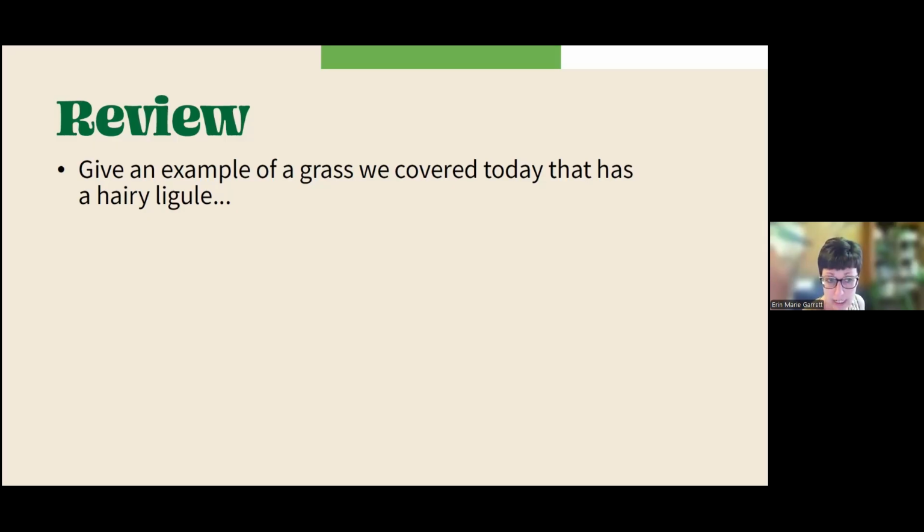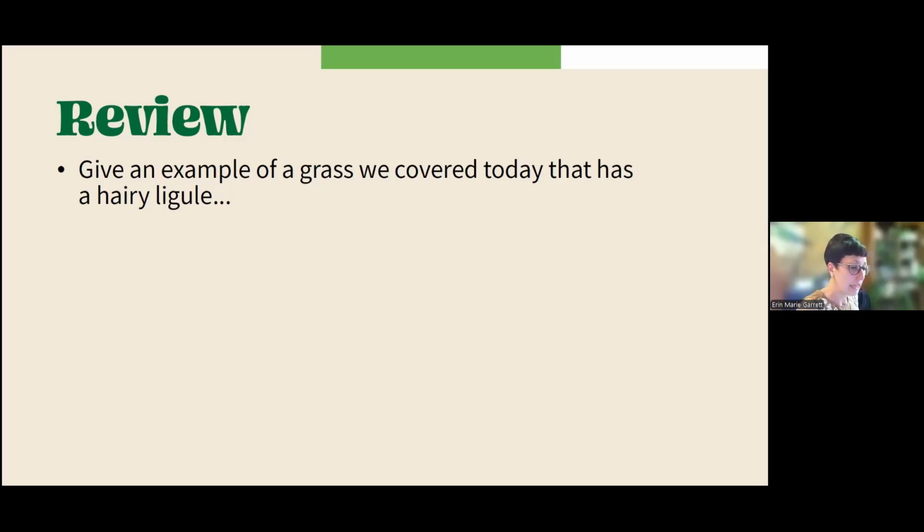Typically what we find is a membranous ligule is super common. Hairy is less common. No ligule is pretty rare. There's only one grass that I know of that has no ligule in Illinois. That doesn't mean there aren't more. I don't know every grass. But so far that's what we found.